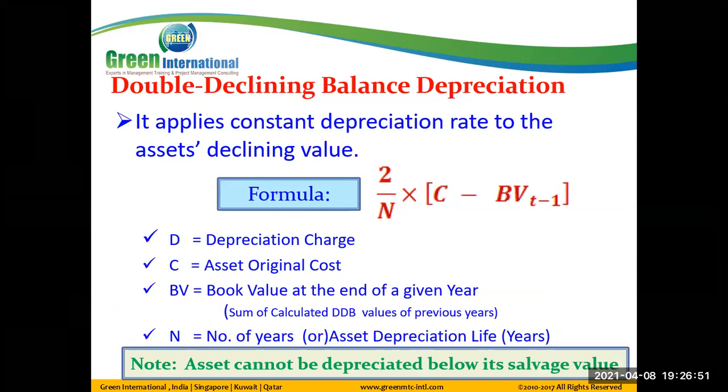Next is called the double decline method. This is the formula for the double decline method: 2 by N times C minus the book value of the previous year. C is your original cost. N is your number of years. Book value of the previous year: book value at the end of a given year, that's BV. That's a -1, means previous year.